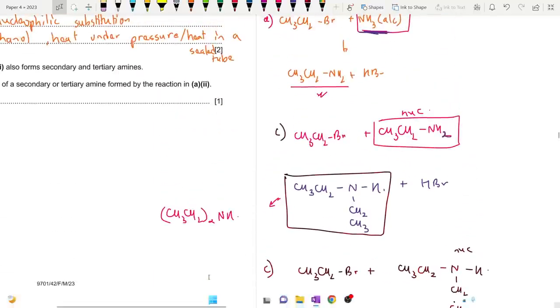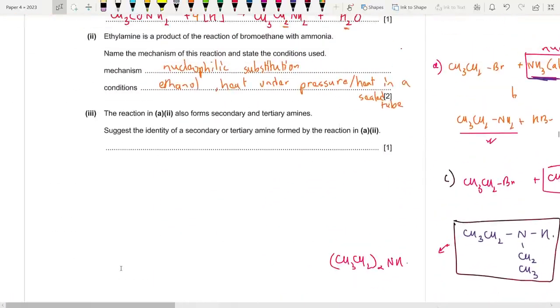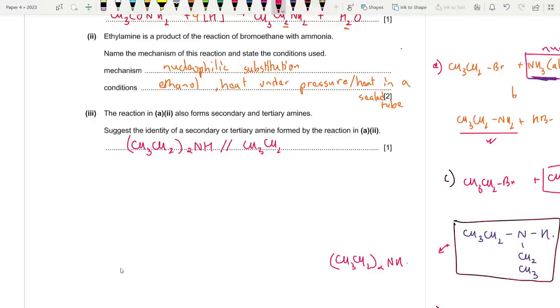So yeah, those are the possible products. So it's the identity of a secondary or tertiary amine. It's going to be CH3CH2 twice NH, or the alternate one, the tertiary one, was (CH3CH2)3N.